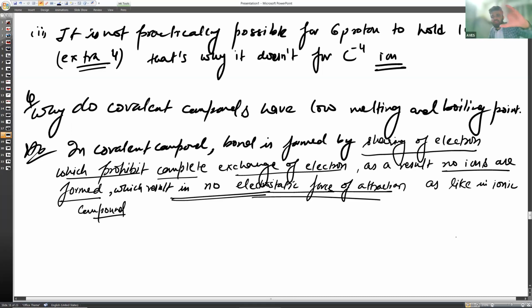In ionic compounds the ions are formed, so the positive and negative charged ions have a very large force of attraction. That's why. Okay. So in covalent compounds, bonds are formed by sharing of electrons, which prohibits the complete exchange of electrons. And if there is no complete exchange of electrons, no ions will form. And if no ions form, no electrostatic force will be there, so there is less force of attraction between the particles. Okay. Understood?